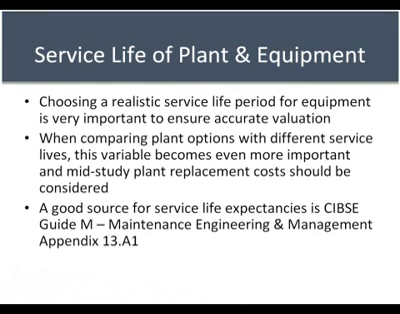And I just mentioned CIBSE Guide M because it does have an appendix on a number of agreed upon service lives, so that's something you can cite.